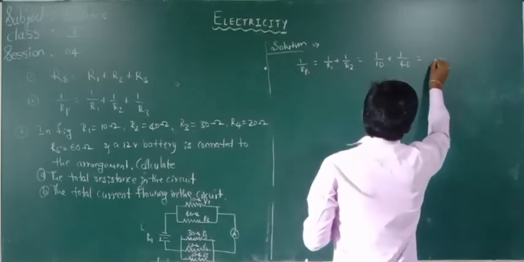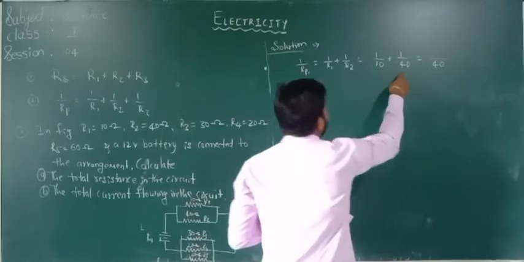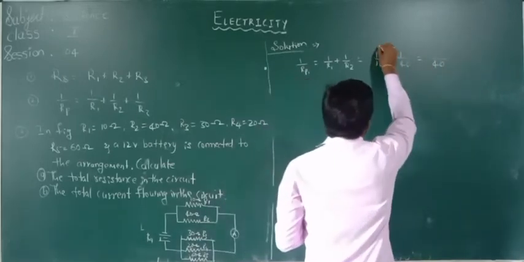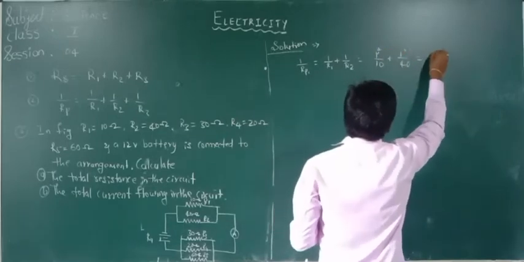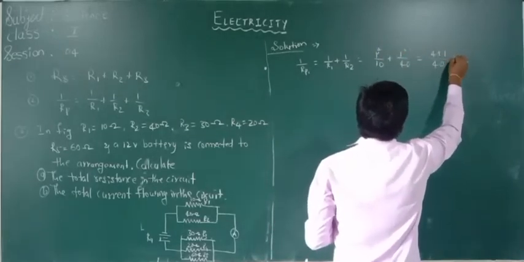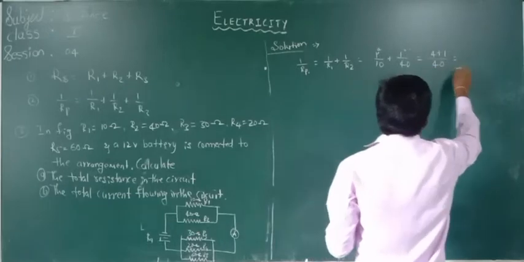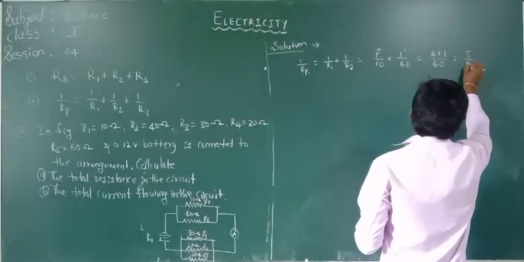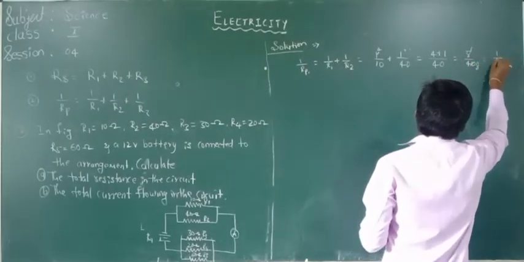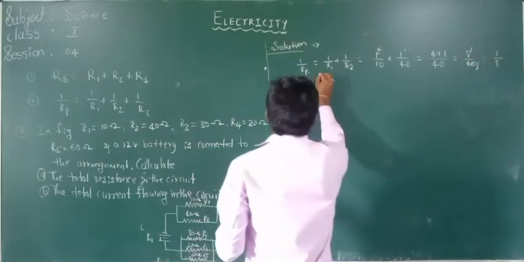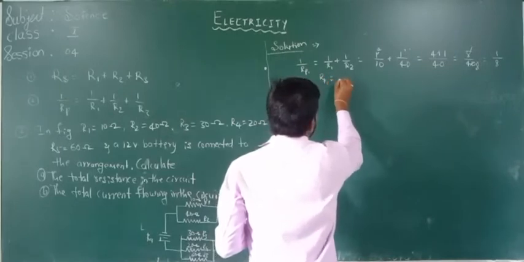Here the LCM is 40. We multiply 4 into 1, that is 4, plus 1 into 1 is 1. 4 plus 1 is equal to 5 divided by 40. 5 ones are 5, 5 eights are 40. That is equal to 1 divided by 8, that is, Rp1 is equal to 8 ohms.